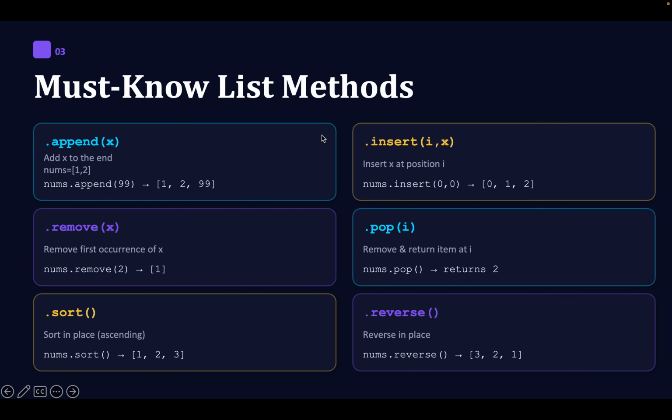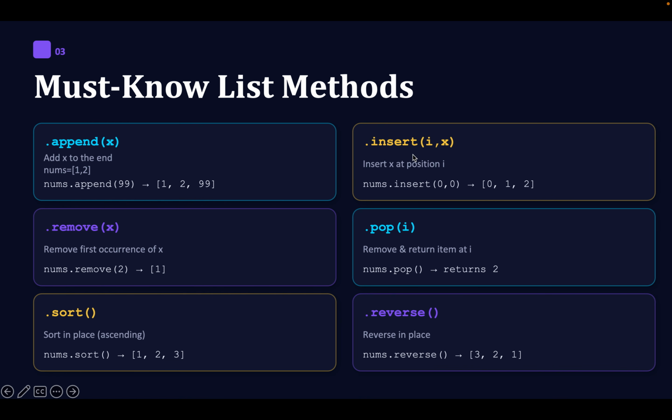And these are the 6 must-know list methods. Those are append, insert, remove, pop, sort and reverse. Let me explain one by one. If you want to add an item at the end of the list, you can just use this syntax, append(x). This will add an item at the end. So originally the list here is nums equal to [1, 2]. If you want to add 99 at the end of the list, you can use nums.append(99) on the original list. The result will be like this after performing append.